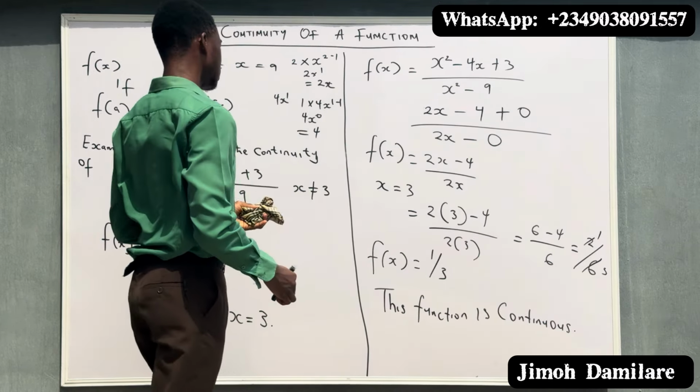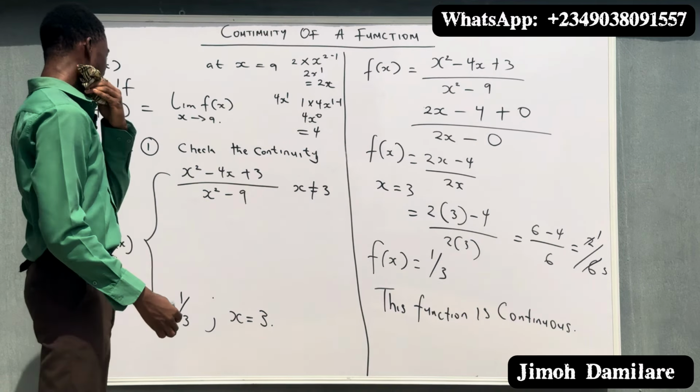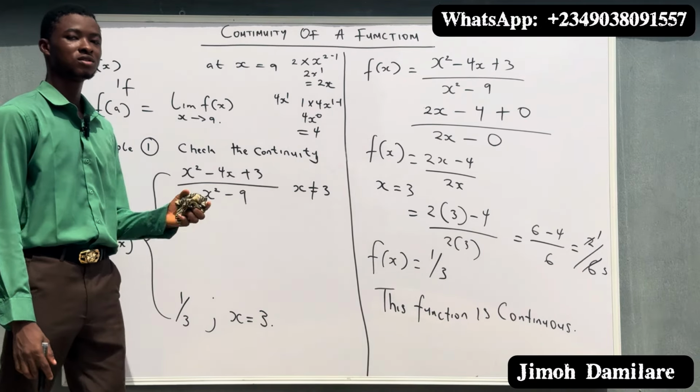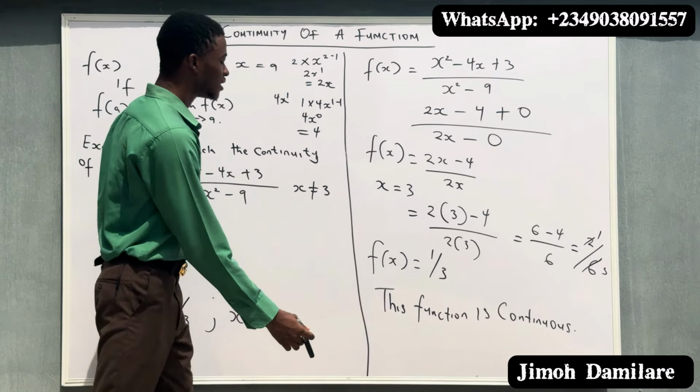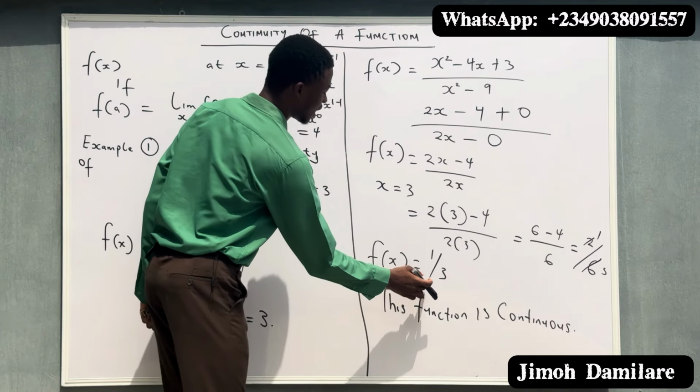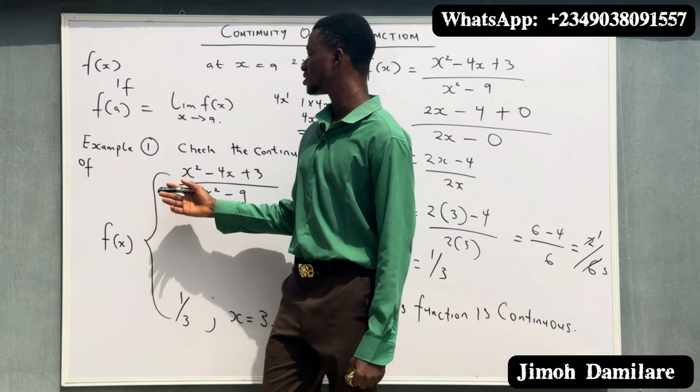So the function is continuous because our answer in the question is the same thing as the f of x that we get in this solving. So we can say the function is continuous. But assuming that if we find the limit of this function and the answer is not equal to what we have here, we can say the function is discontinuous. So this is how you solve questions in this format.